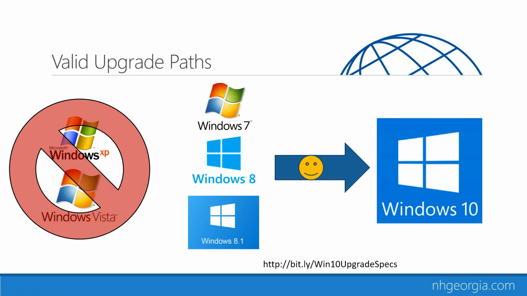If you're on Windows XP or Windows Vista, you're up the creek. You cannot upgrade to Windows 10. There is no valid upgrade path to Windows 10 from those OSs. But if you're on Windows 7, Windows 8, or Windows 8.1, those are all valid for upgrading to a Windows 10 platform.